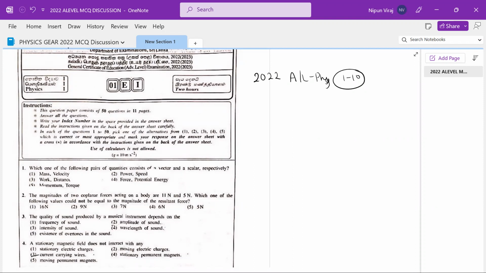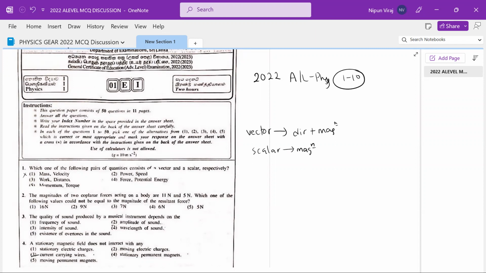Which one of the following pairs of quantities consists of a vector and a scalar respectively? Do you know what a vector is? A vector has both a direction and a magnitude, whereas a scalar has only a magnitude. If you take mass, it is a scalar, and velocity is a vector. Therefore, this is not a correct answer.